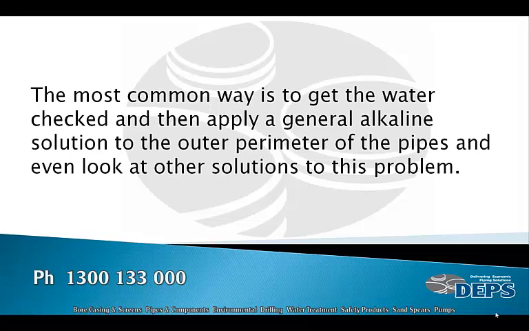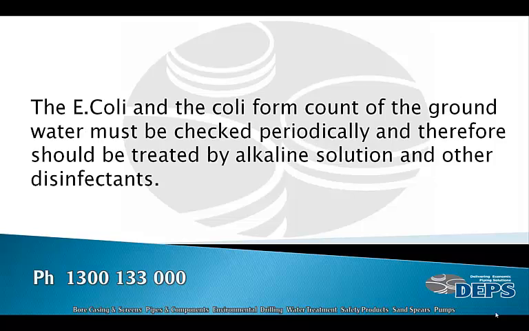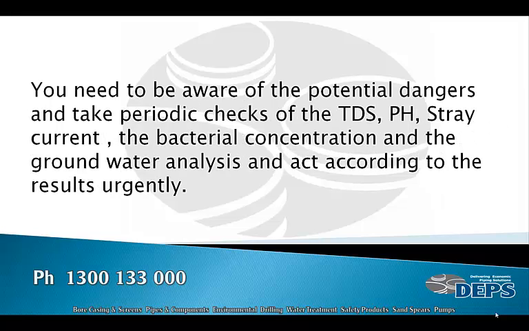The most common way is to get the water checked and then apply a general alkaline solution to the outer perimeter of the pipes, and even look at other solutions to this problem. The coliform count of the underground water is also one of the major problems that urban cities are facing. The E. coli and coliform count of the groundwater must be checked periodically, and treated with alkaline solution and other disinfectants. You need to be aware of the potential dangers and take periodic checks of the TDS, pH, stray current, the bacterial concentration, and the groundwater analysis, and act according to the results urgently.